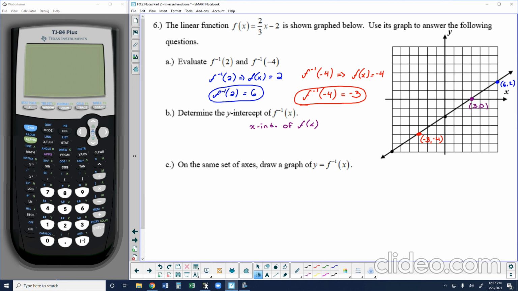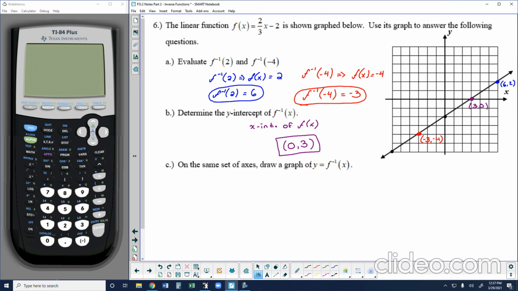So that point is, as we take to the inverse, the x and the y's are going to change locations. So this would become 0, 3 on the inverse of f of x. So the y-intercept is going to be at x equals 0, where the x-intercept on the original function is x equals 3. Sorry, excuse me, the y-intercept would be y equals 3. So now it says on the same set of axes, draw a graph of the inverse of f of x.